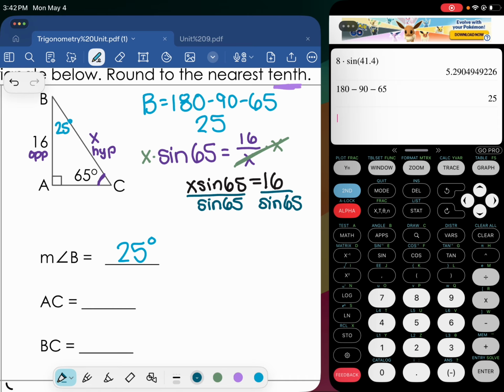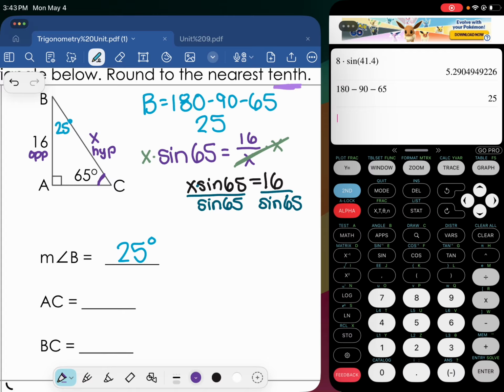Here's why. This is multiplication, right? The opposite of multiplication is division. Sine of 65 is just a number. So you can divide that number to the other side. What you can't do is divide by sine, because it's a function, so you can't divide by it without the 65. That's why we have to use inverse trig if we need to get rid of sine.